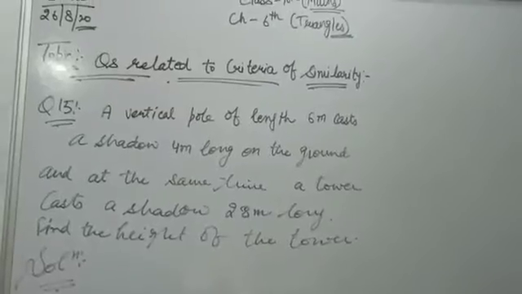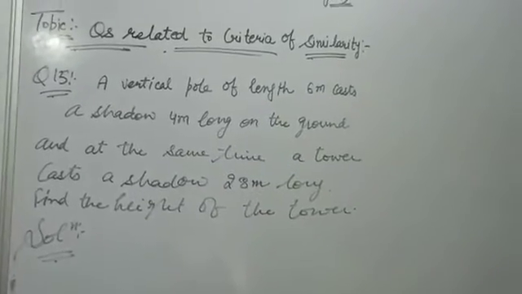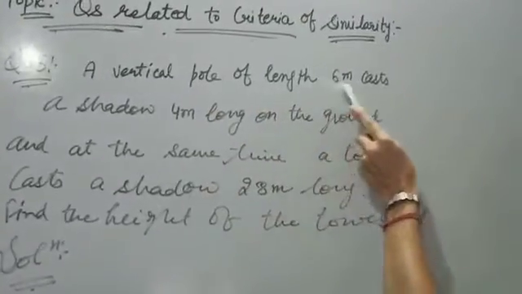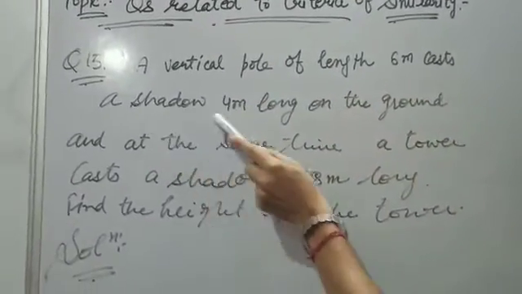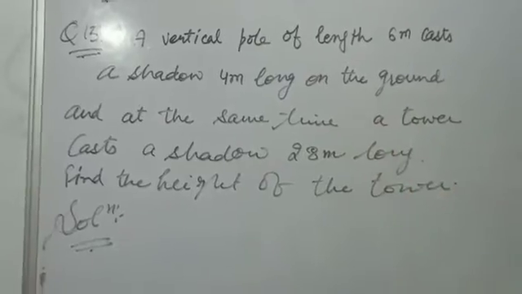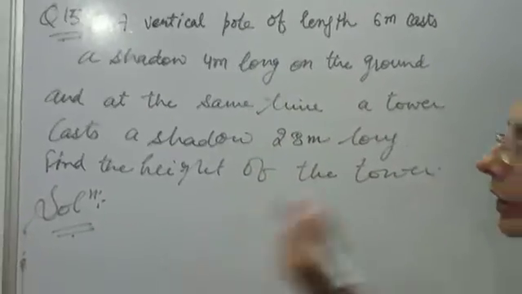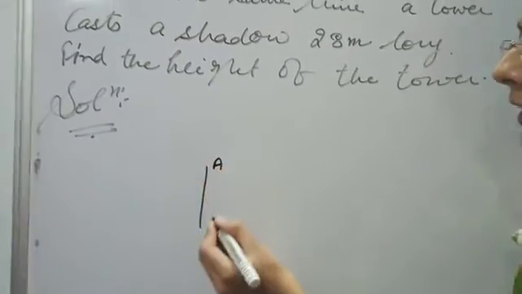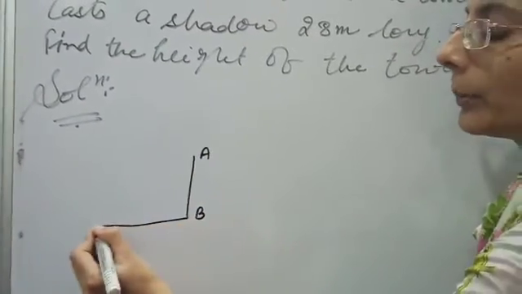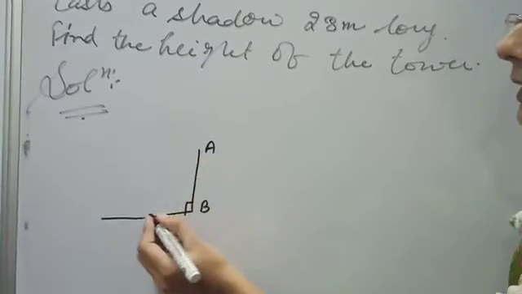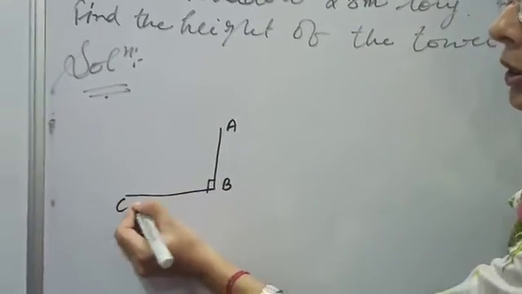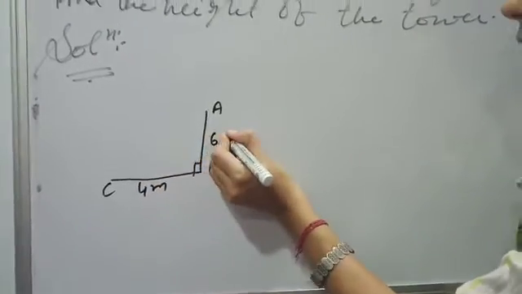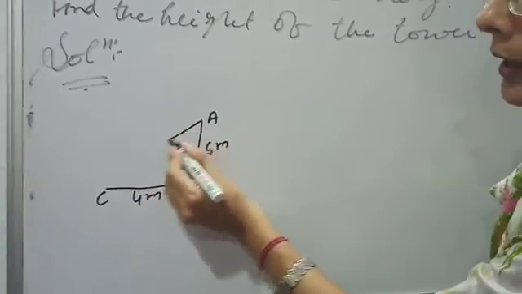Let us do one more question now. Let us start another question. Here I have written: a vertical pole of length 6 meters casts a shadow 4 meters long on the ground. So if we draw the diagram as per the given condition, suppose here is a vertical pole, let it be AB. Obviously with the ground it makes a 90-degree angle, and it casts a shadow of 4 meters. So here is a 4 meter shadow and a 6 meter pole.